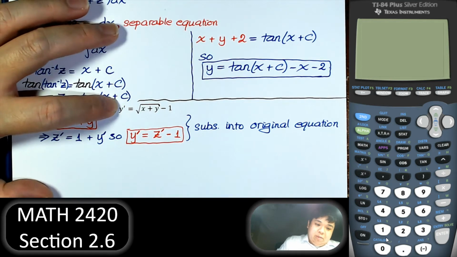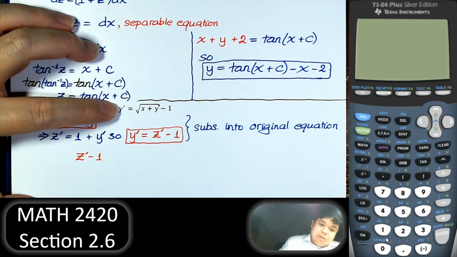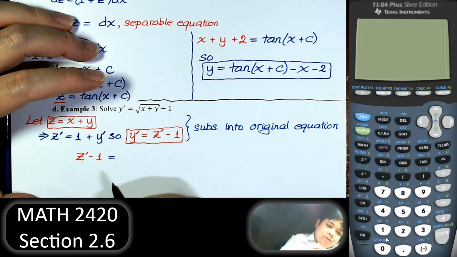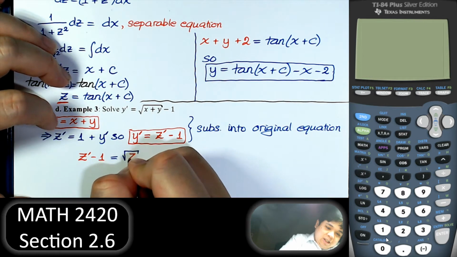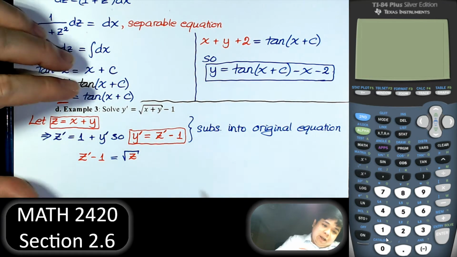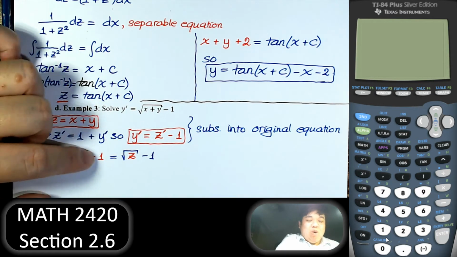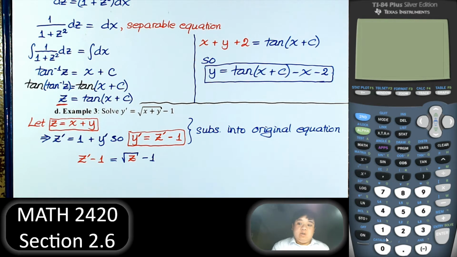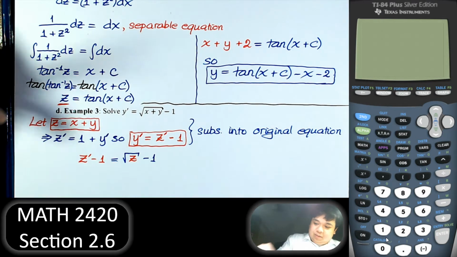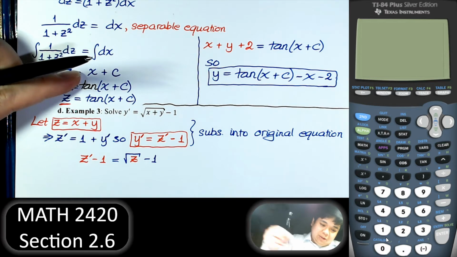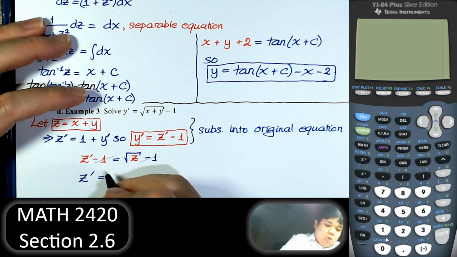So we have y prime, that's z prime minus 1, equal to the square root of x plus y, which is z, and then the minus 1 in this equation. Actually, the minus 1 and minus 1 here, as mentioned before, simplify on both sides, so that helps a lot. To cancel that out, we have z prime equal to the square root of z.